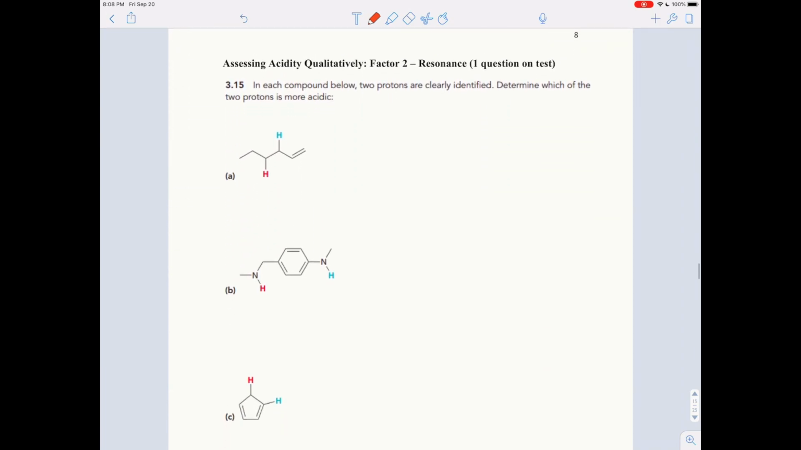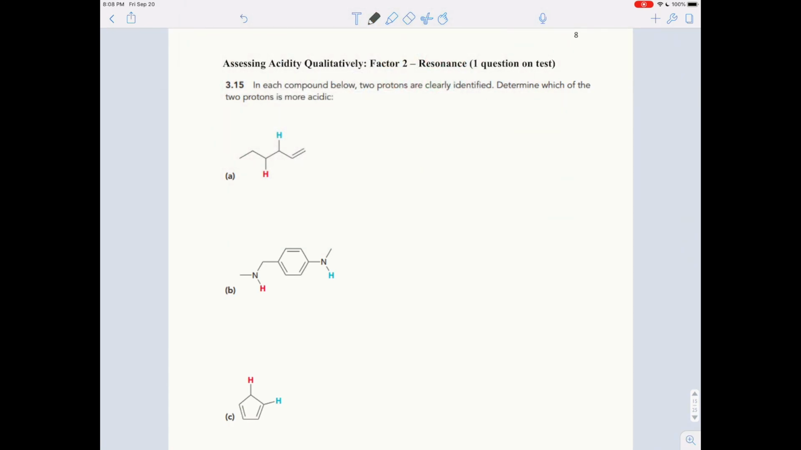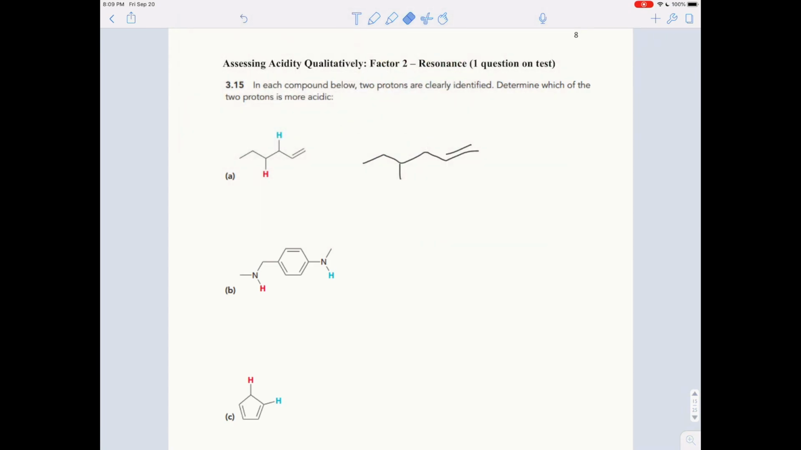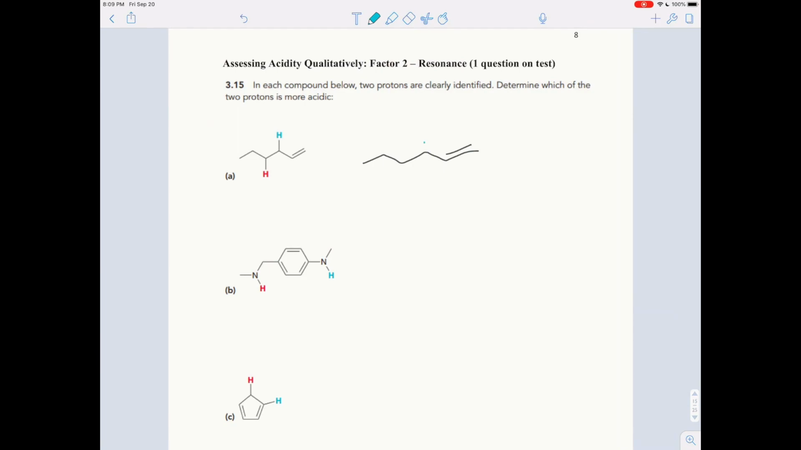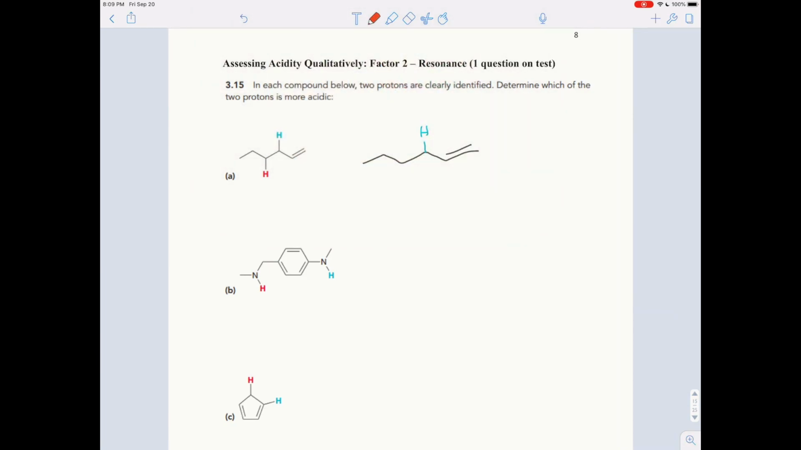So in exercise 315, that's the thought process we're going through. Let me draw the two scenarios here. So if we have this molecule with, let's say, the two hydrogens, and actually, let me do these colors. So let's say you have this blue hydrogen here and the red hydrogen here.